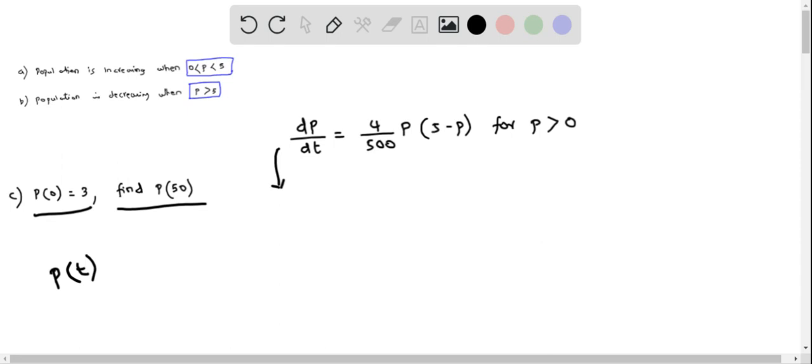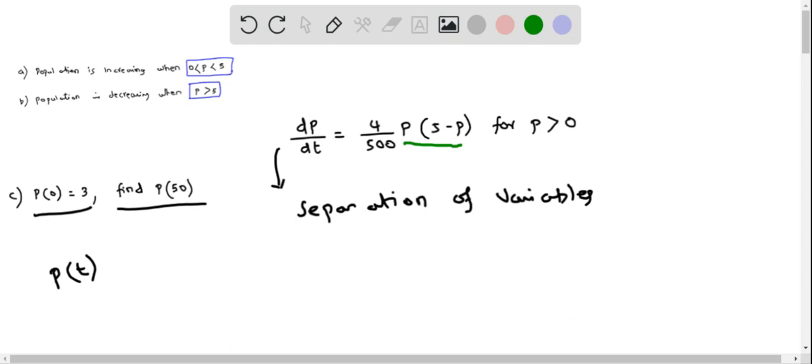This one is a first order differential equation which can be solved by the separation of variables method. So first I'm going to separate the p variables. For that I'm going to divide both sides by this expression. When I do that, I get 1 by p times 5 minus p times dp by dt, and this equals 4 by 500.